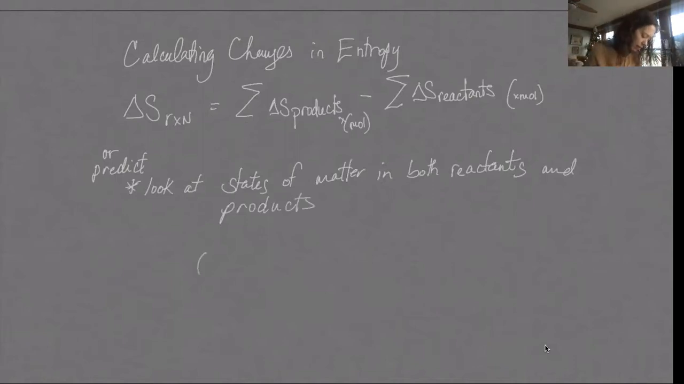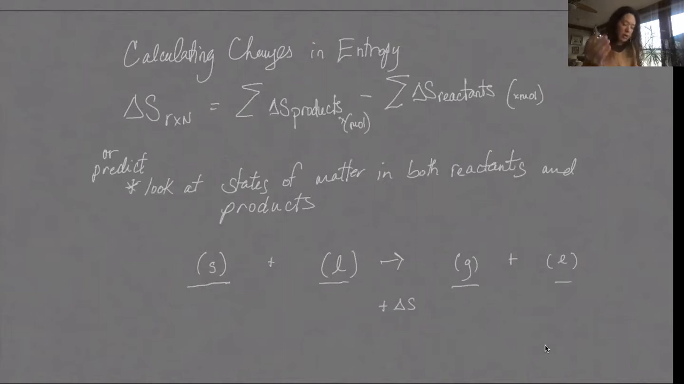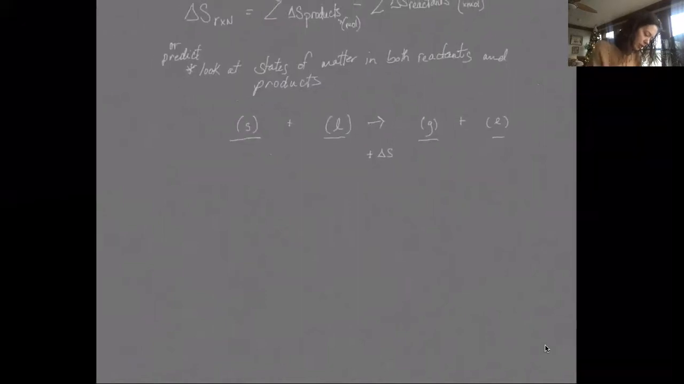So if I see that I have a solid reacting with a liquid and I produce a gas and a liquid, well, I've increased in entropy, right? Because, just look at my particles. Gases and liquids have more entropy than solids and liquids do, right? Once again, if I have a solid and I dissolve it, I have an increase in entropy. But if I have something dissolved and it precipitates out, I have a decrease right there, right?